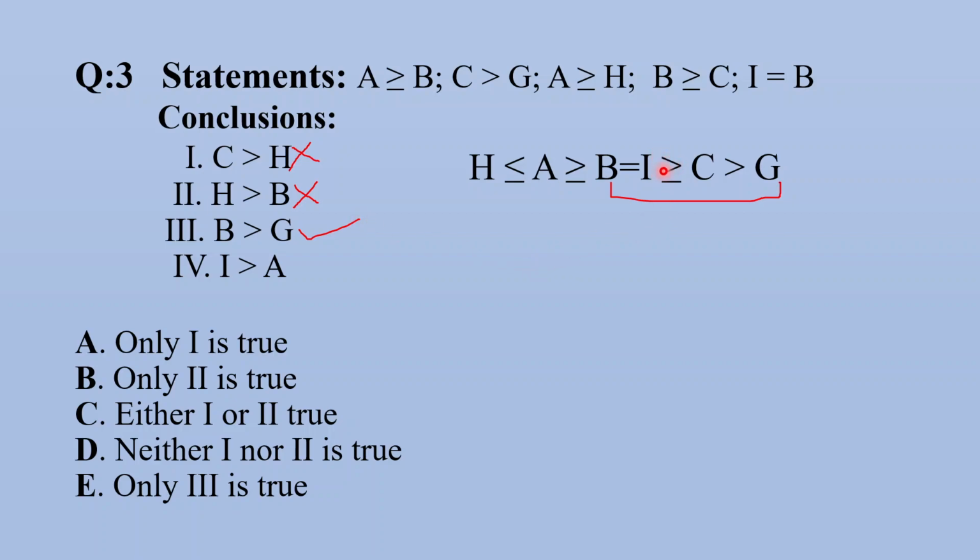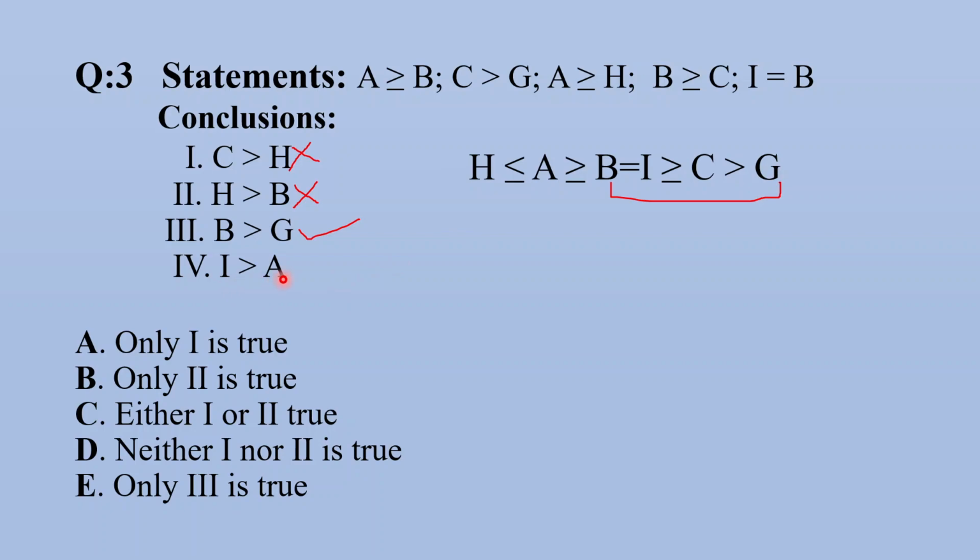This greater than and equals to sign works only for B and C and also for I because B is equals to I. This greater than equals to sign will not work for B and G. It is only for B and C. So that is why B is greater than G.